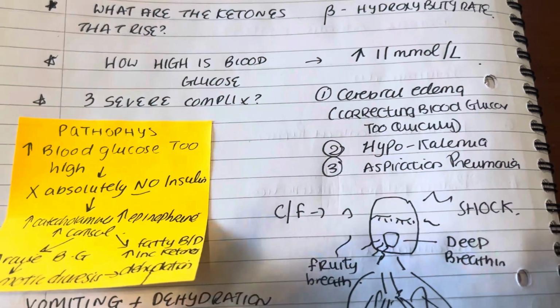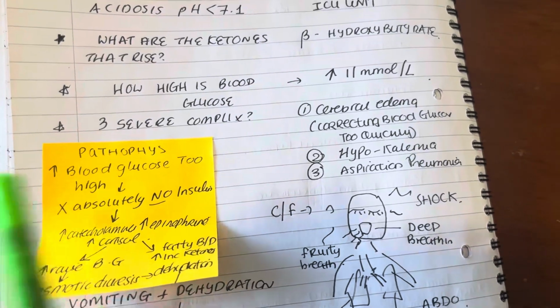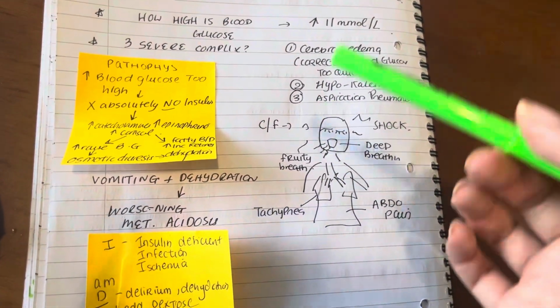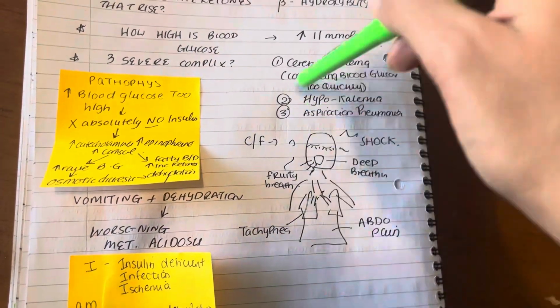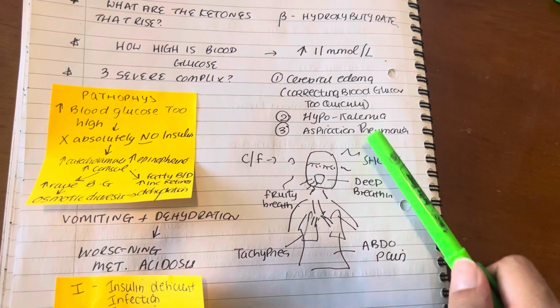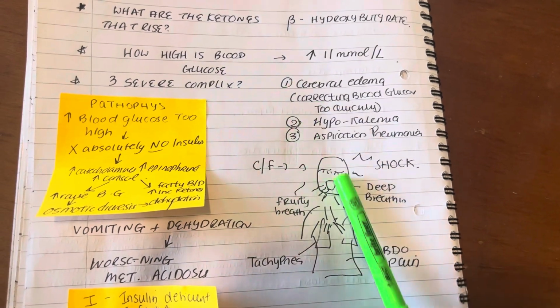What are the ketones that are causing this entire DKA episode? Beta-hydroxybutyrate. How high does the blood glucose have to be for this to be DKA as well? 11 millimoles per liter or higher. What are the 3 severe complications of DKA?